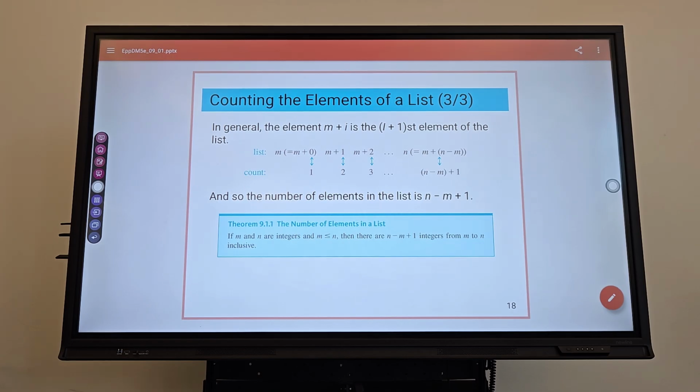So the number of elements in the list is n minus m plus 1. The number of elements in a list theorem: if m and n are integers and m is less than or equal to n, then there are n minus m plus 1 integers from m to n inclusive.